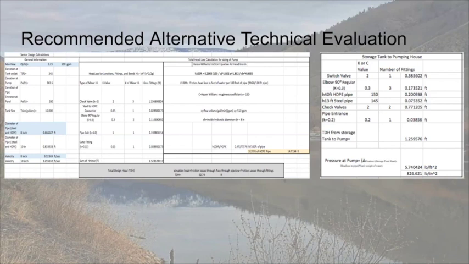What we designed for, due to the nature of the pump and pipeline, was an 8-inch diameter, which gave us the least amount of head loss and fit the design criteria, going from the storage tank to the pumping house, and then from the pumping house all the way up to the storage reservoir. And these are the results from that.